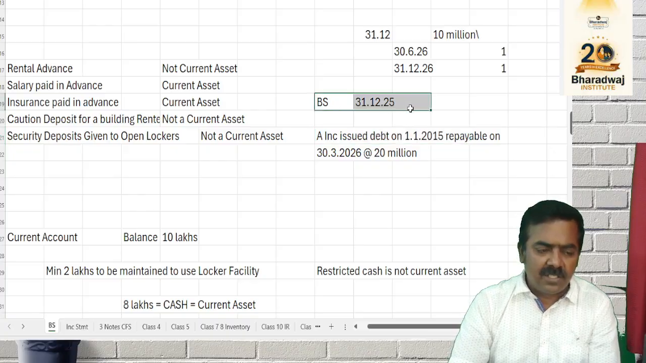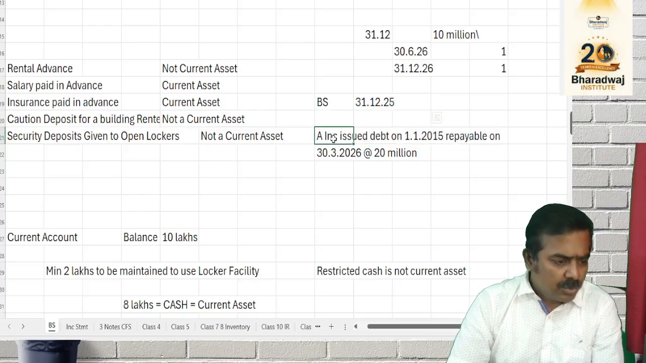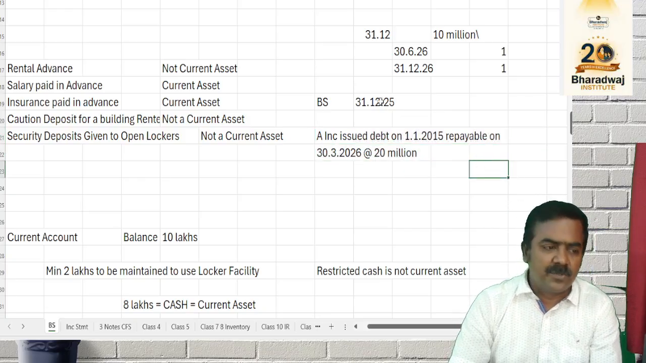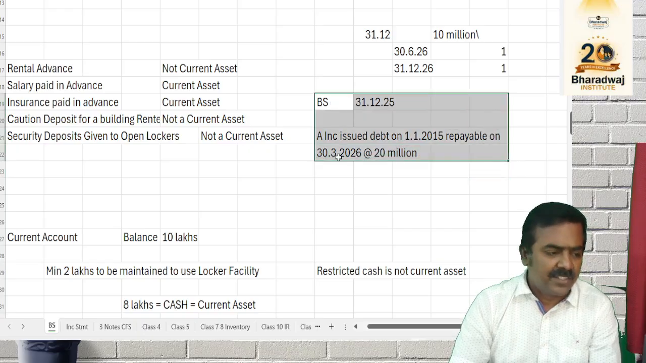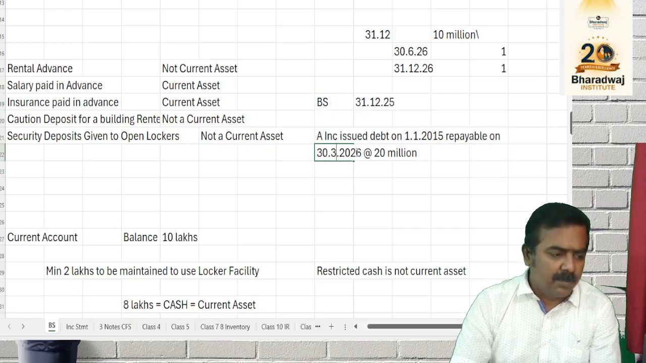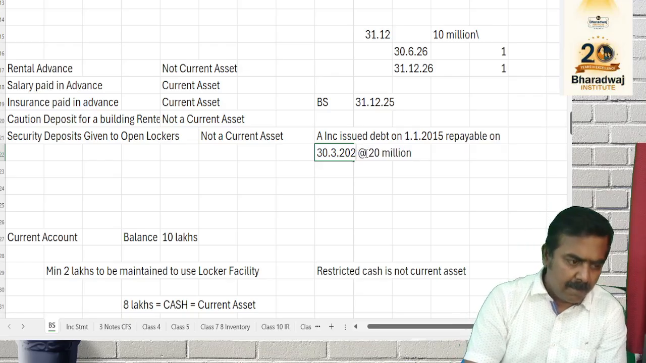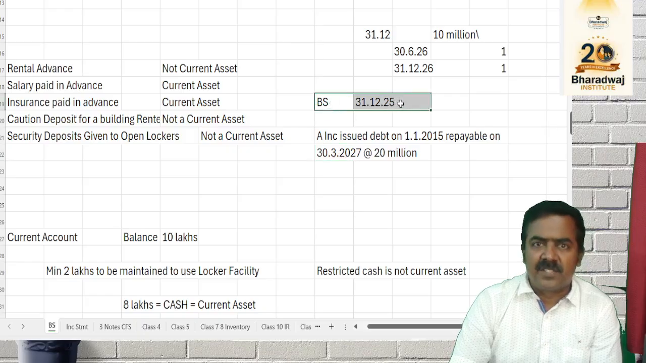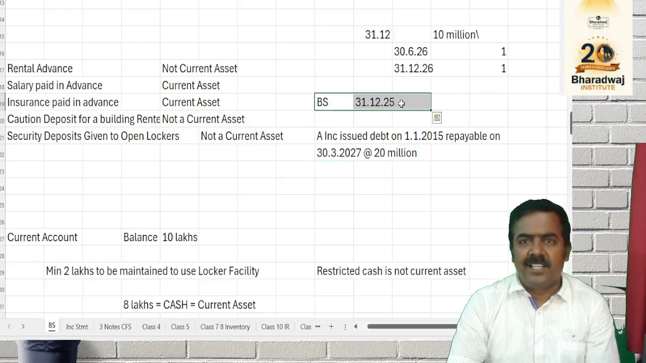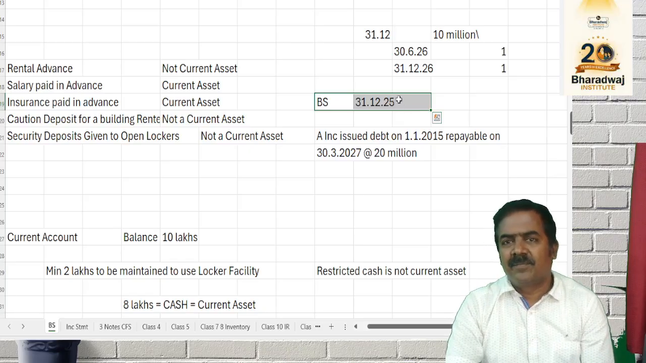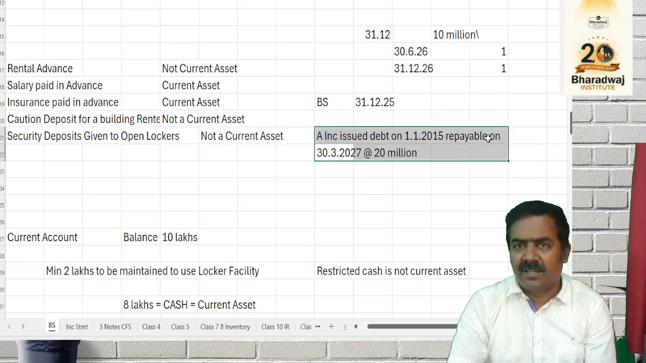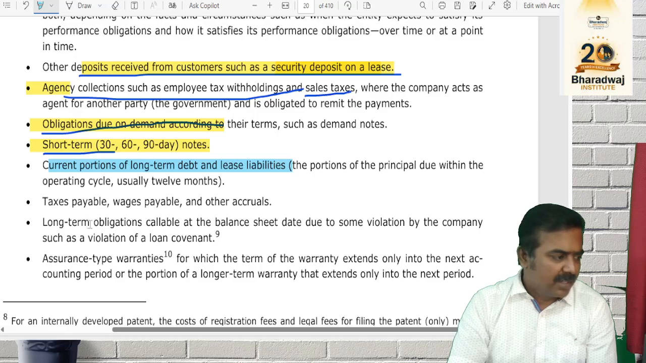So the balance sheet was given on 31st December. So this debenture will be called what? A current liability. Suppose these debentures are repayable in 2027. Now we are on 31st December 2025. Is it repayable within 1 year? It is repayable beyond 1 year, so it will be called a non-current liability.